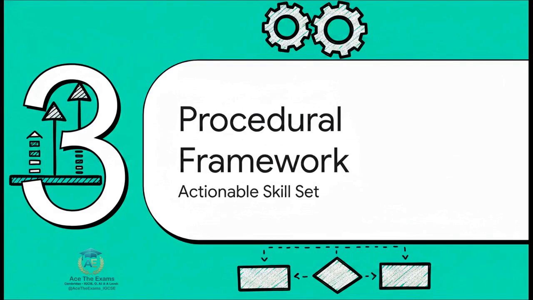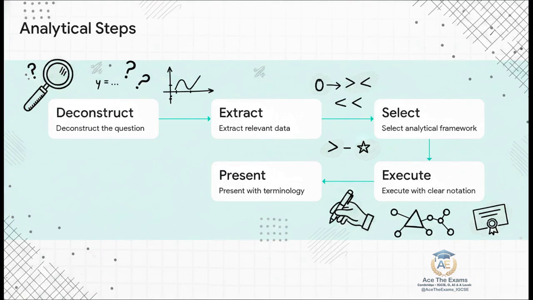Section 3. The procedural framework. Actionable skill set. Here is the exact procedural blueprint, your legal strategy for tackling these 15-mark Cambridge questions. Step 1. Deconstruct the charge. Step 2. Extract the relevant data, like your coordinates. Step 3. Select your analytical framework. Are we setting a derivative to 0? Testing inequalities? Step 4. Execute with crystal clear notation. And Step 5. Present your final case with correct terminology. It's a highly systematic flow.